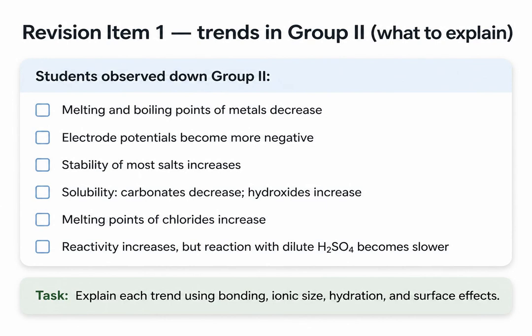The revision items now ask for explanations, not just statements. For Group 2, learners often memorize trends, but the exam wants causes: metallic bonding for melting and boiling points, ionization energy and hydration for electrode potentials, lattice energy versus hydration energy for solubility trends, and then special cases like sulfate layers affecting reactions with dilute sulfuric acid. We'll go through each of these prompts in turn.